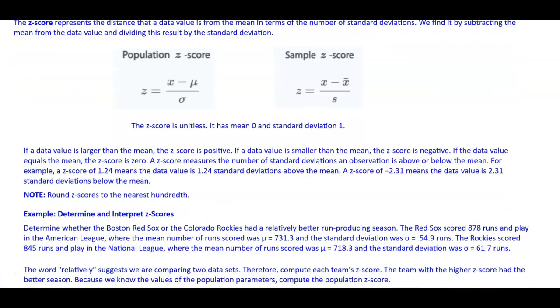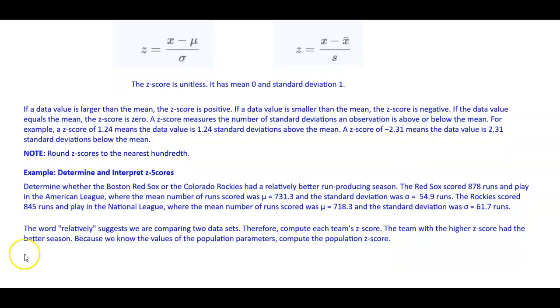Let's take a look at this example. We want to determine and interpret Z-scores. It says determine whether the Boston Red Sox or the Colorado Rockies had a relatively better run-producing season. The Red Sox scored 878 runs and play in the American League, where the mean number of runs scored was mu, equal to 731.3, and the standard deviation was 54.9 runs.